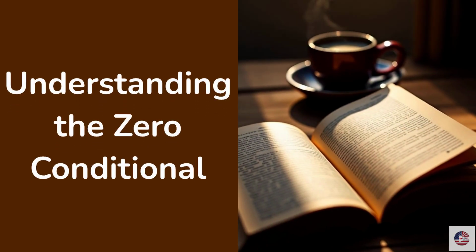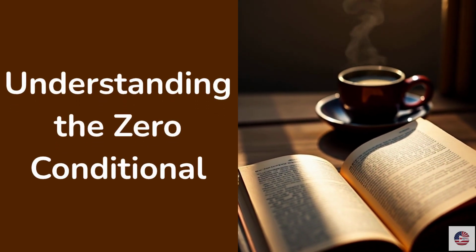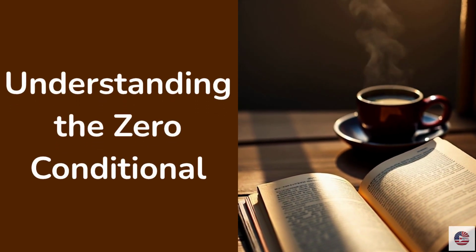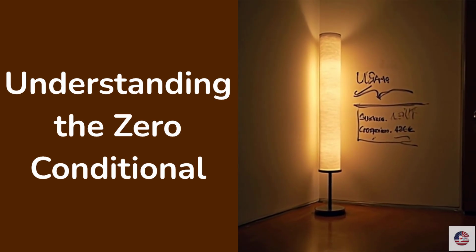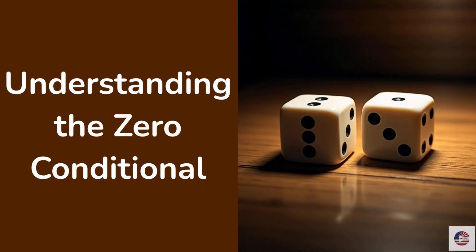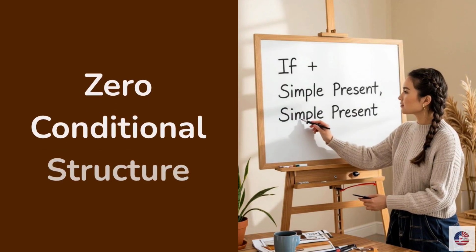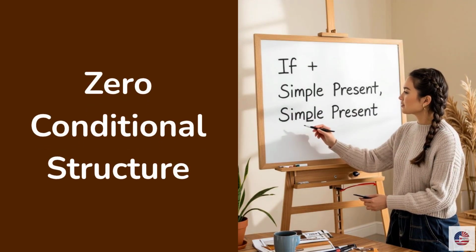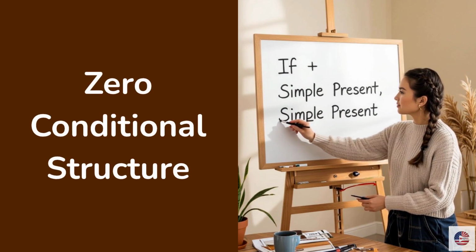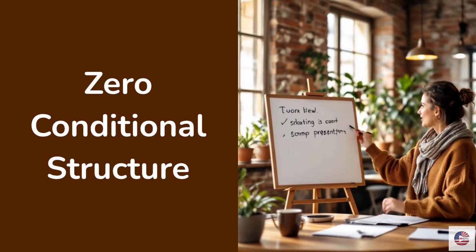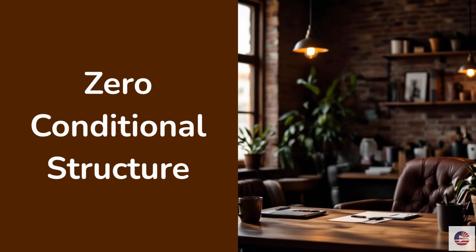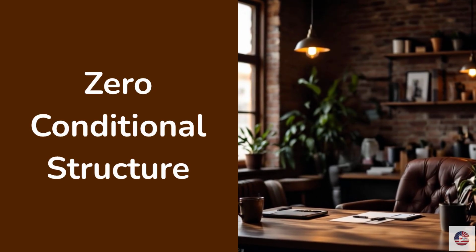The zero conditional is used to describe universal truths, scientific facts, and habitual actions. It talks about things that are always true given a certain condition. Both the condition and the result are certain. The structure for the zero conditional is straightforward. If plus simple present, simple present. This means both parts of the sentence use the simple present tense. The key idea here is that the condition always leads to the same result.